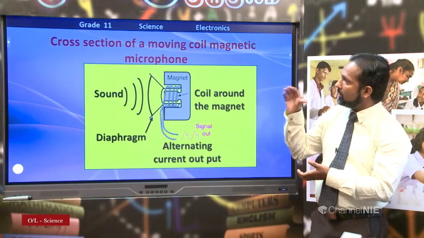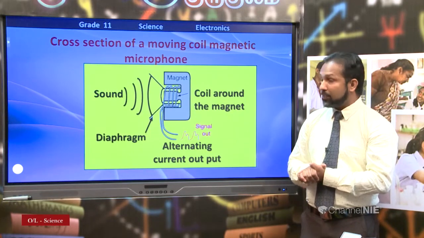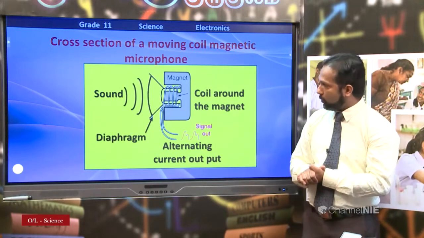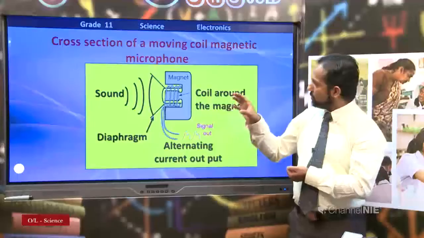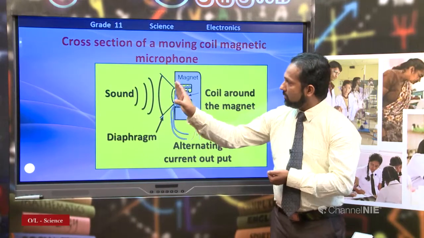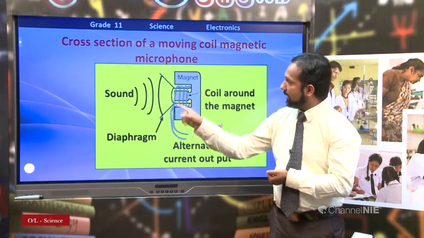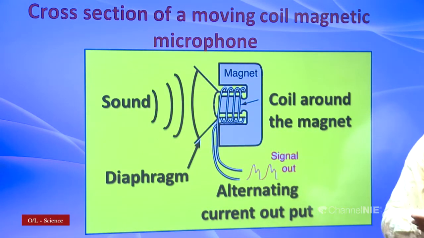Here, this is the cross section of the moving coil magnetic microphone. First of all, we can understand the parts of the moving coil microphone. You know, my dear children, a moving coil microphone consists of a strong magnet. At the center of the magnet, a light weighted coil is fixed. When talking to the microphone, the sound waves vibrate the diaphragm. A diaphragm is a cardboard cone. It is very light, a simple structure.